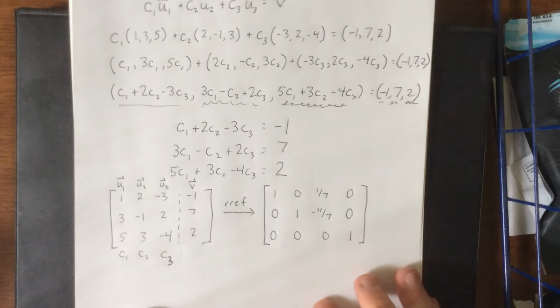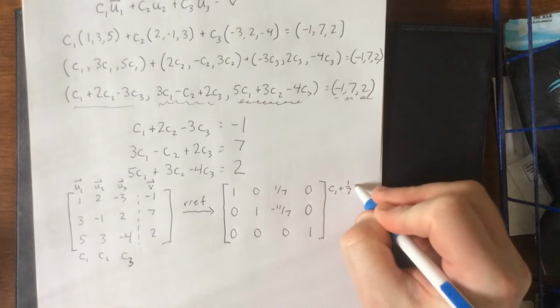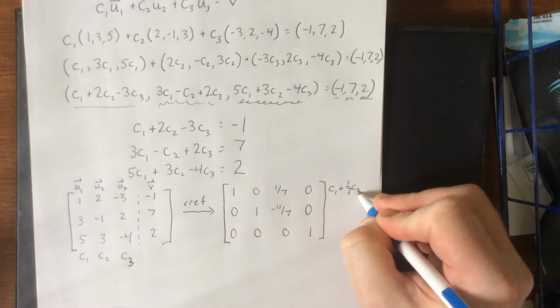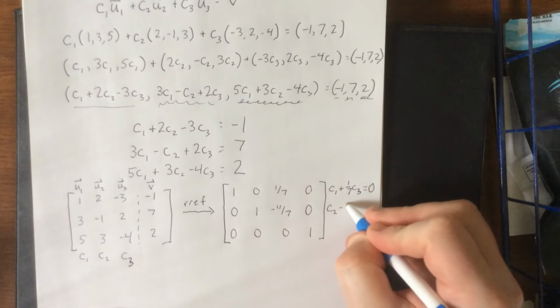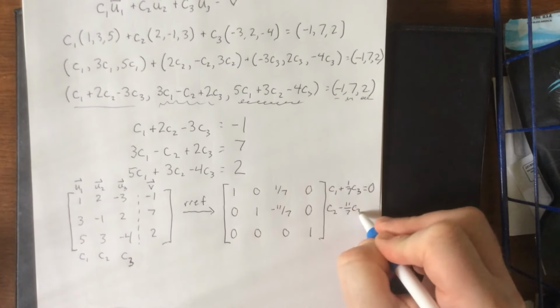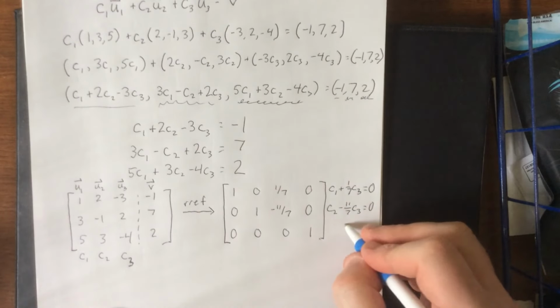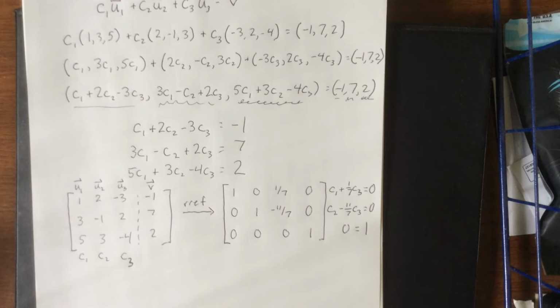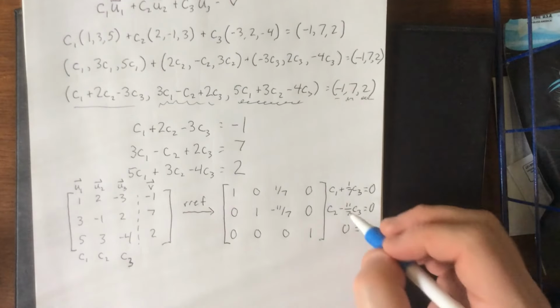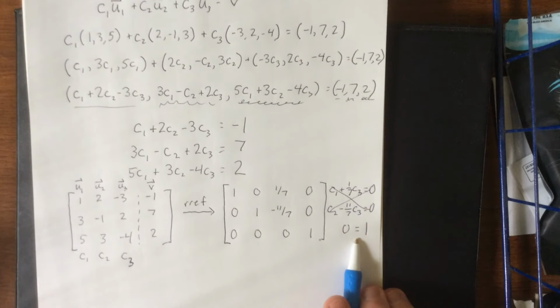The first row is telling us that C1 plus 1/7 of C3 is equal to 0. Second row tells us that C2 minus 11/7 C3 is equal to 0. And the last row tells us 0 equals 1. That last row is all that we need. We do not need the first two rows at all. All that we need is this interpretation, this 0 equals 1.